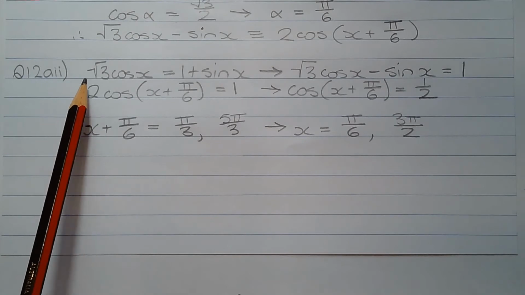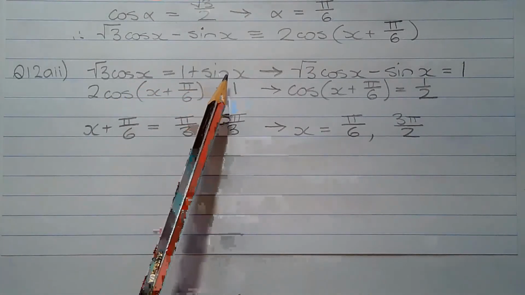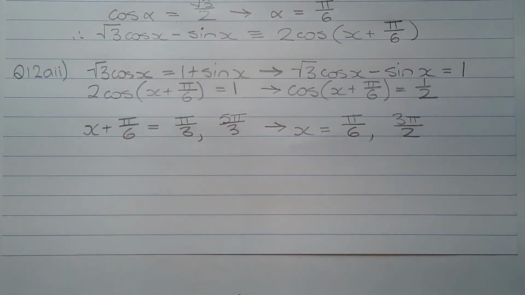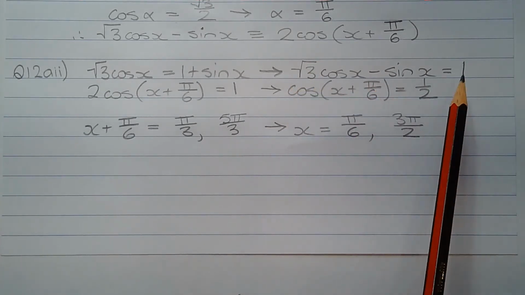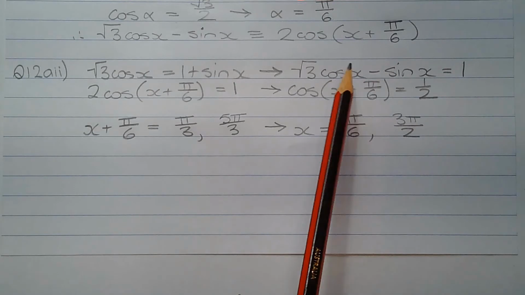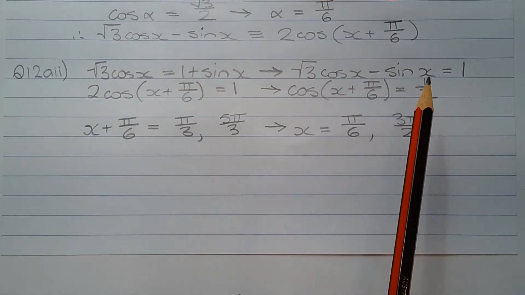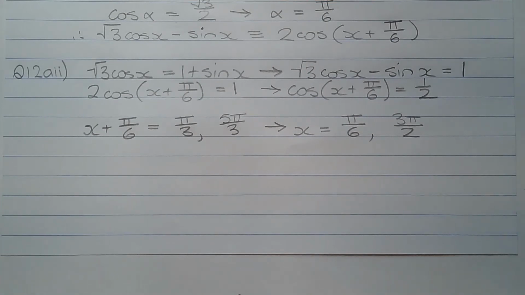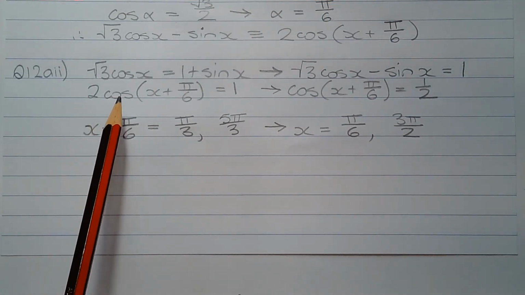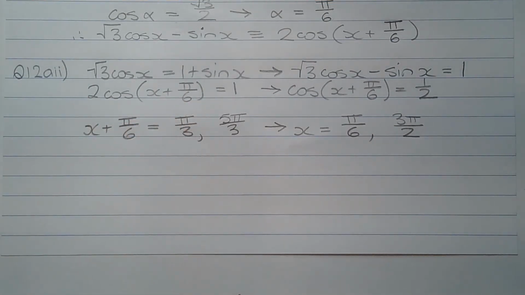Rearrange the equation root 3 cos x equals 1 plus sin x by subtracting sin x from both sides of the equation. So the equation now becomes root 3 cos x minus sin x equals 1. Now from part 1, root 3 cos x minus sin x is identical to 2 cos(x plus pi over 6). So now we can solve the equation 2 cos(x plus pi over 6) equals 1.